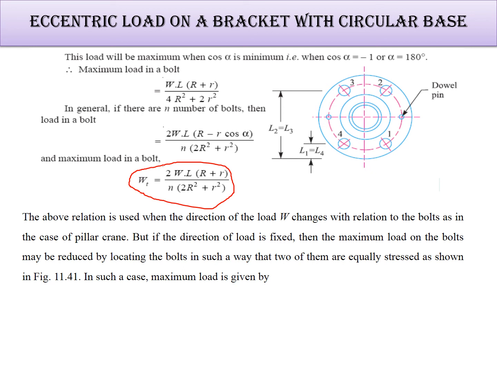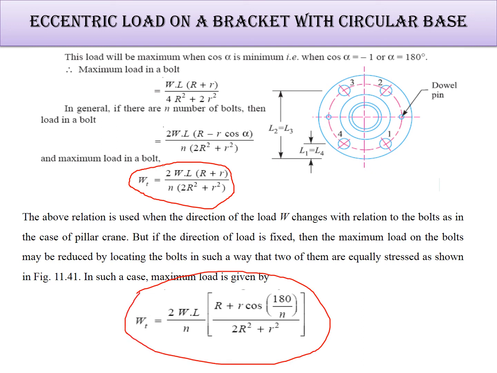This above relation is used when the direction of the load changes with relation to the bolt, as in the case of a pillar crane. But if the direction of the load is fixed, then the maximum load on the bolt may be reduced by locating the bolts suitably, and it is given by this term. So this is how we can calculate Wt.